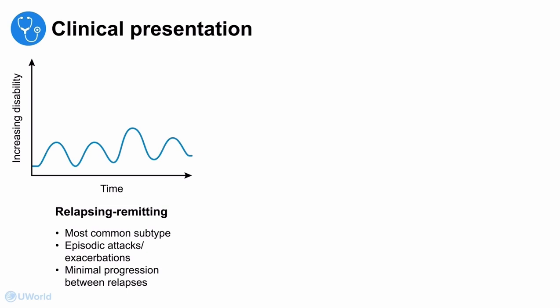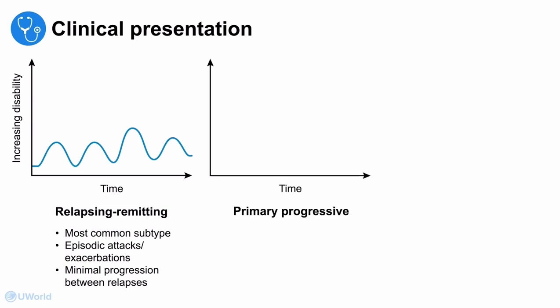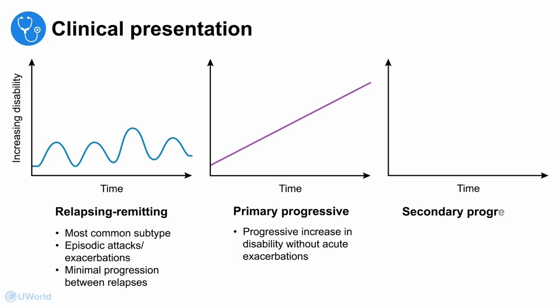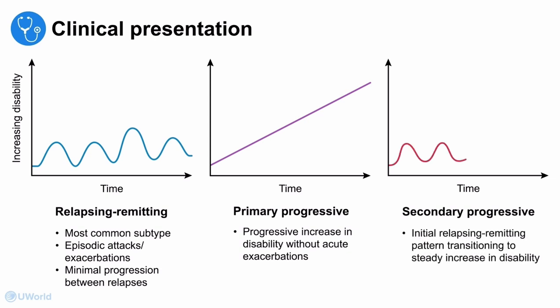Less commonly, patients experience a more progressive course with relentlessly worsening neurologic disability. Primary progressive multiple sclerosis is characterized by a gradual progression of neurological disability from disease onset without distinct relapses or remission, while secondary progressive disease follows an initial relapsing remitting course but later progresses to a more steady increase in neurologic disability.